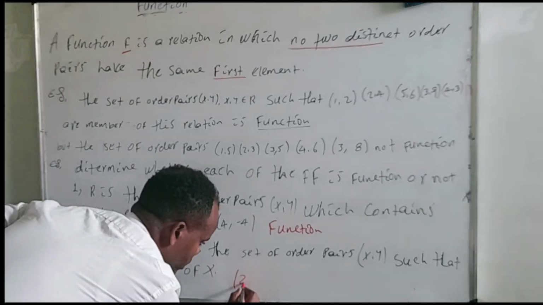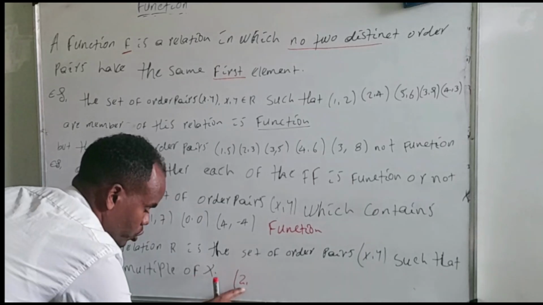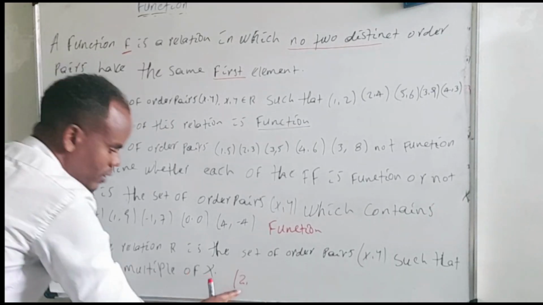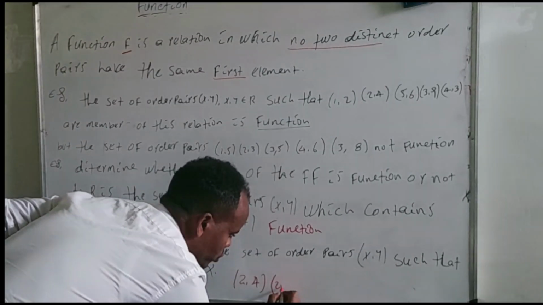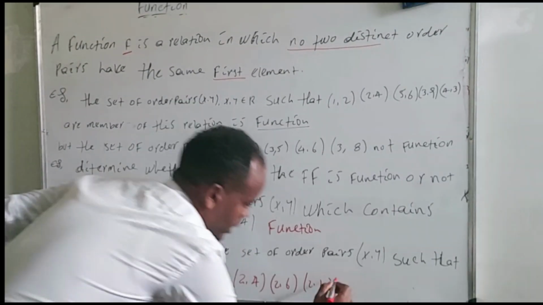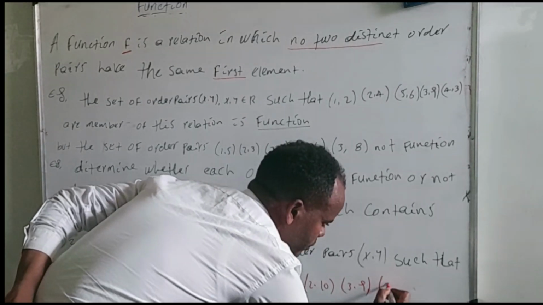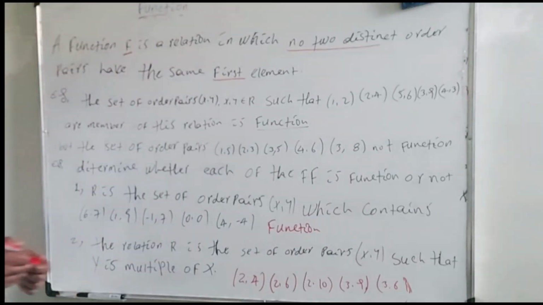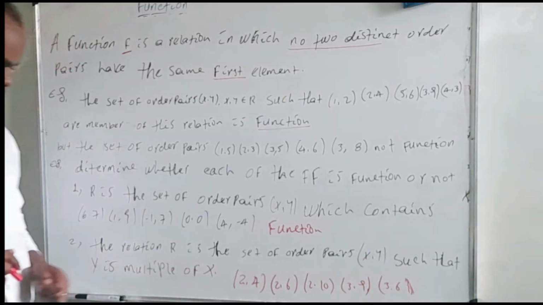For example, here x is 2. What is a multiple of 2? 2 is a factor and y is a multiple. For example, (2,4), (2,6), and (2,10). (3,9) is possible, and (3,6). Those are some ordered pairs of the relation y is a multiple of x.